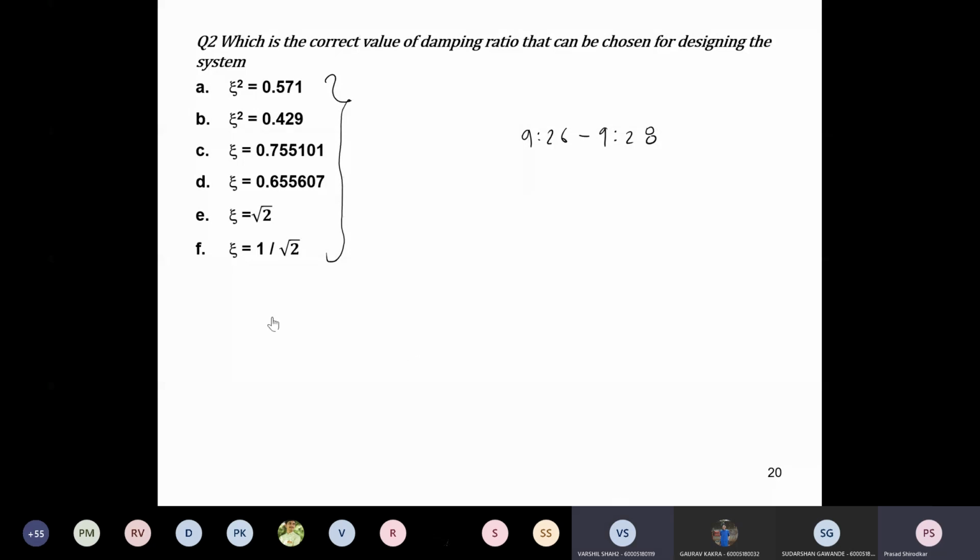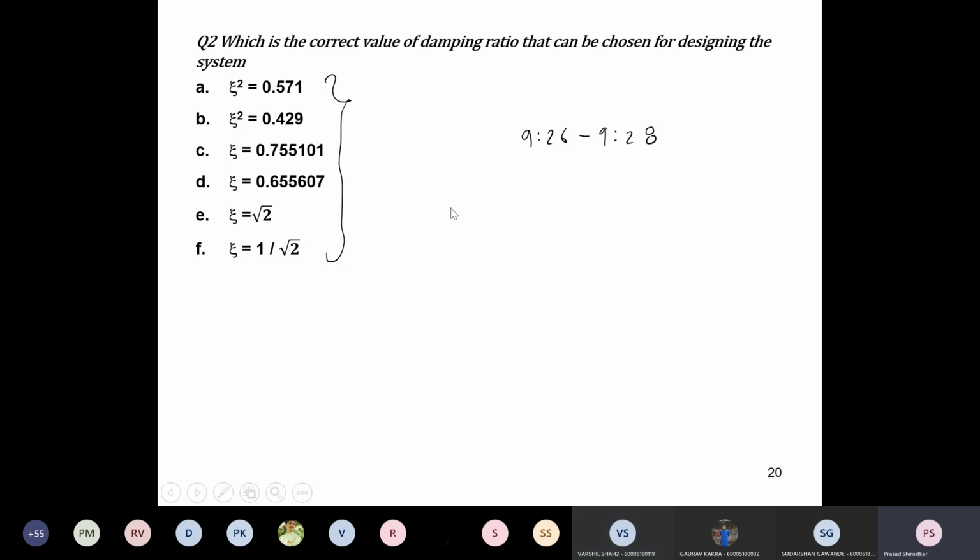Sir, but we denote damping ratio as zeta. No, zeta square is not the notation of damping ratio. So if zeta square is equal to 0.571, obviously zeta is equal to the square root of that, right? Sir, but we have to assume. So C and D options will only be correct. No, these are also correct. A and B are also correct. Zeta square is the square of the damping ratio, right?